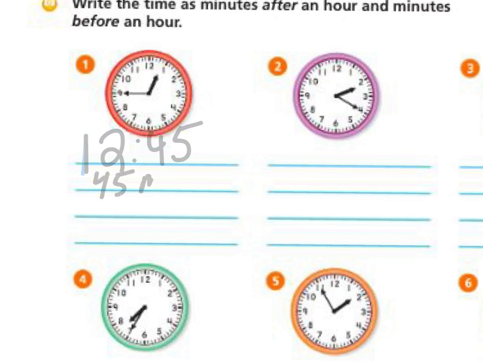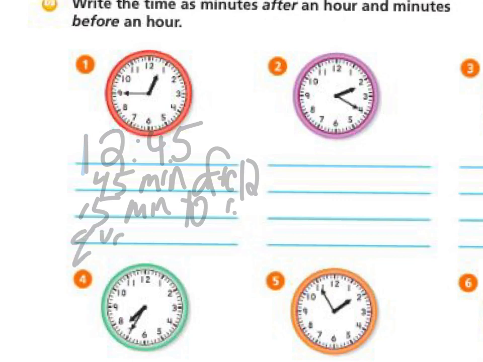45. And you can abbreviate minutes after 12, or it's 15 minutes to 1, or you could even write quarter to 1, because 15 minutes is a quarter of an hour.